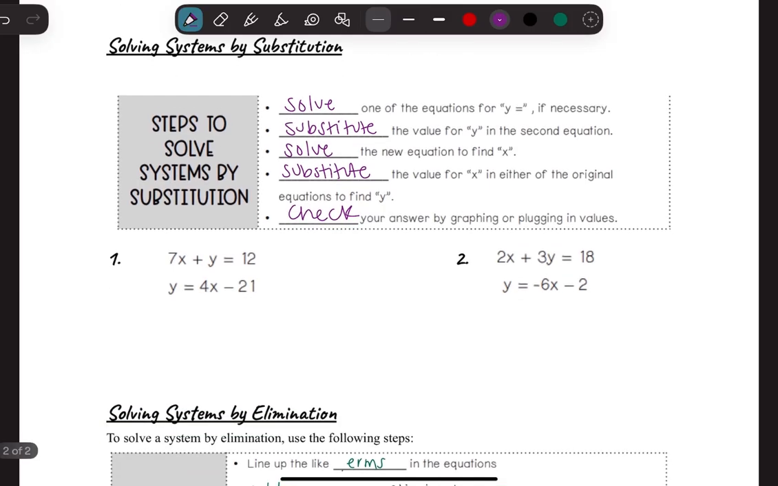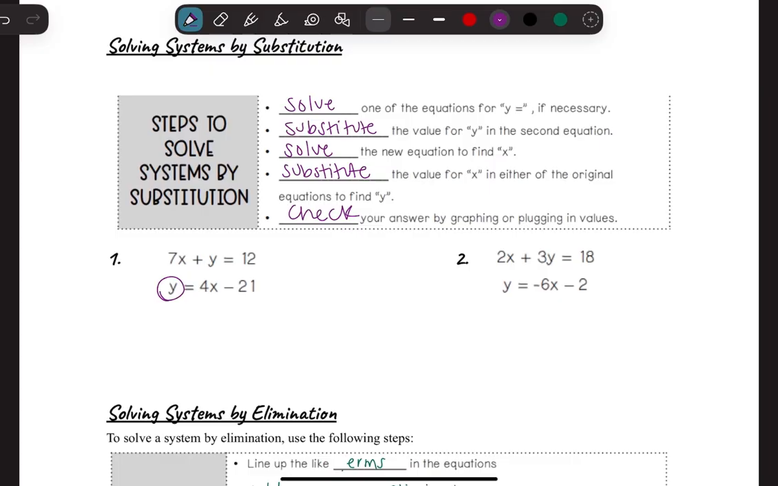So we're gonna solve one of the equations for y. It says if necessary. So let's look at number 1. In number 1, we have 7x plus y equals 12. That's in standard form. And then we have y equals 4x minus 21. That's in slope-intercept form. Okay, so the first thing we're gonna do is solve for y. This second equation in number 1 is already in slope-intercept form, so we already have it solved for y. So we're going to use that y value.